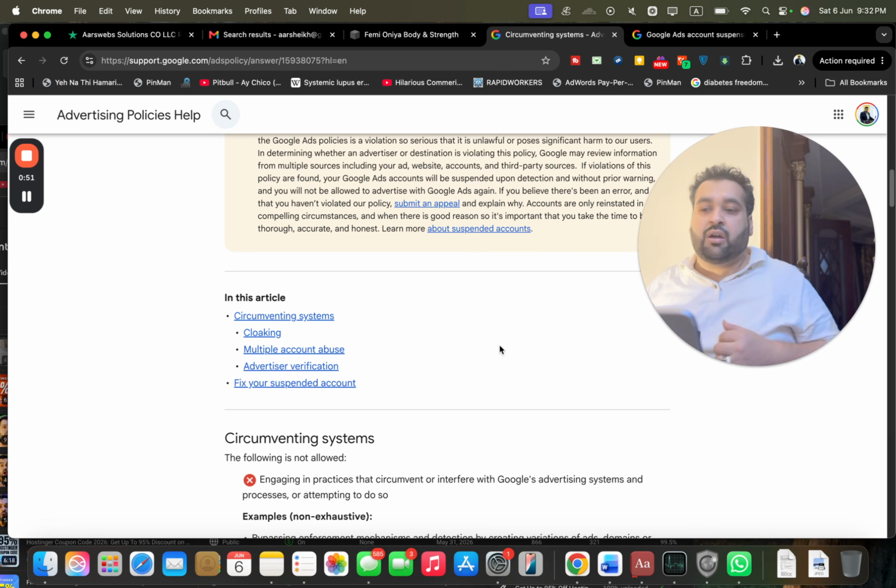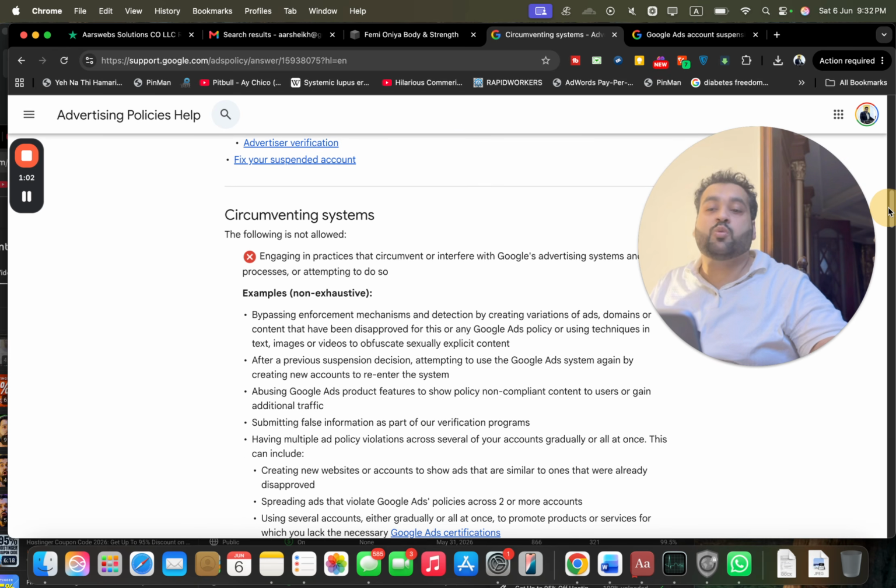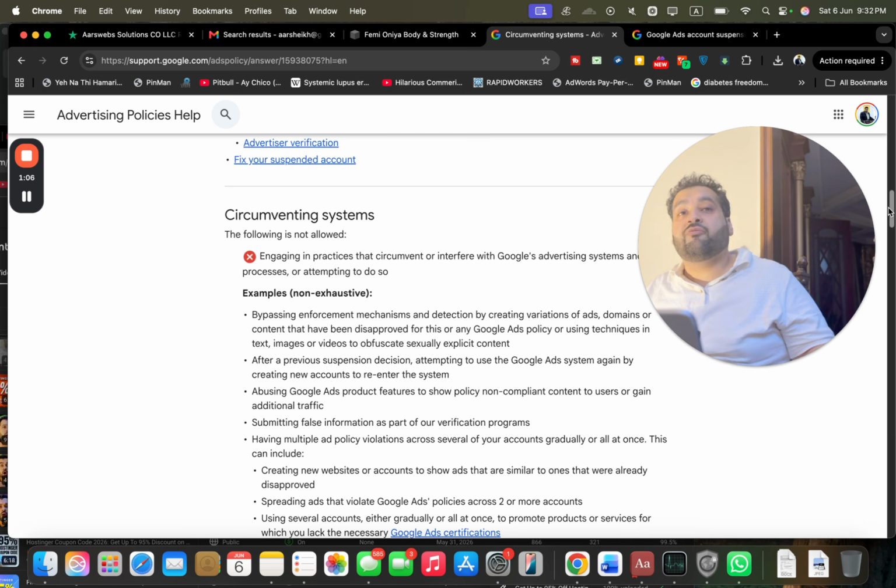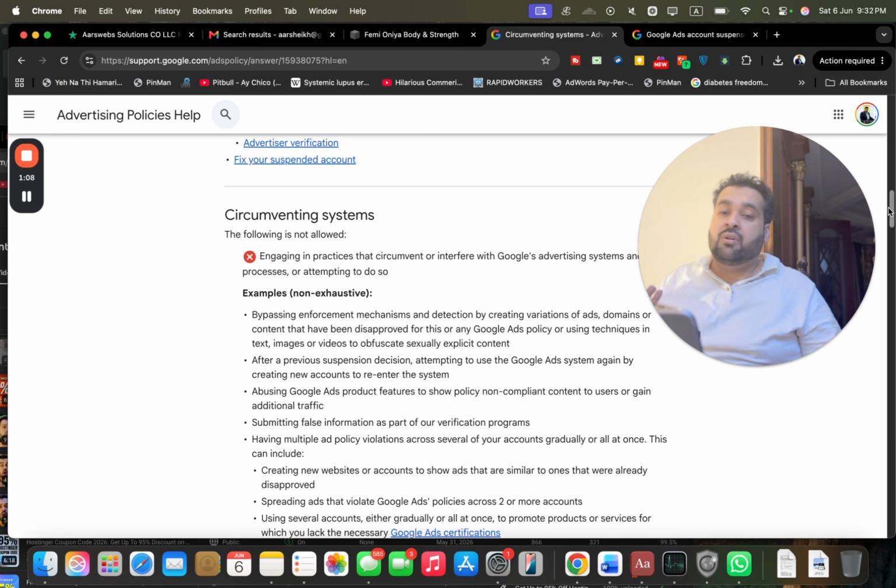And even within circumventing system, there can be cloaking, multiple account abuse, advertiser verification, or other reasons why your Google Ads account is suspended. However, circumventing system is one of the very difficult suspensions, where Google feels that you are interfering or being deceptive in their system or bypassing their system.